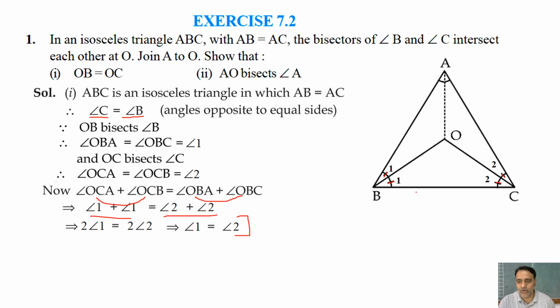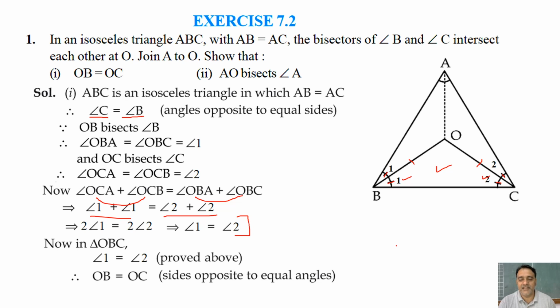No, sir. Okay, now we'll take this triangle OBC. In triangle OBC, angle 1 is equal to angle 2, which will imply OB is equal to OC. Why? Sides opposite to equal angles. Right, very good. Sides opposite to equal angles are equal. Any doubt?